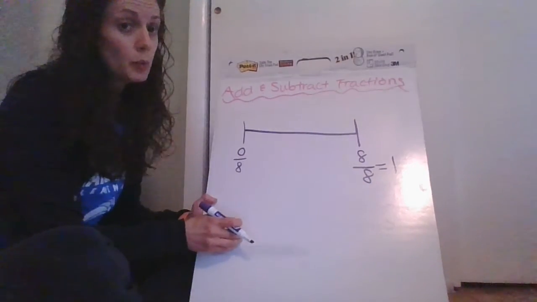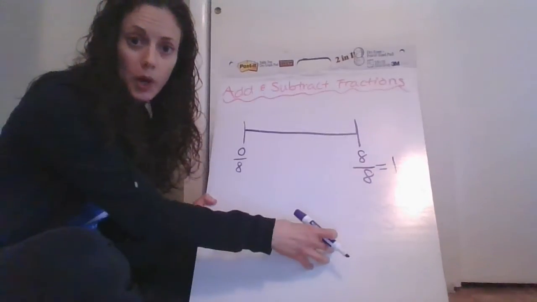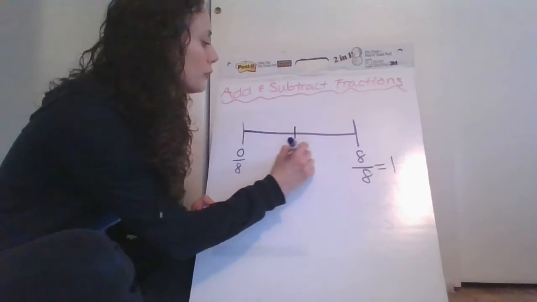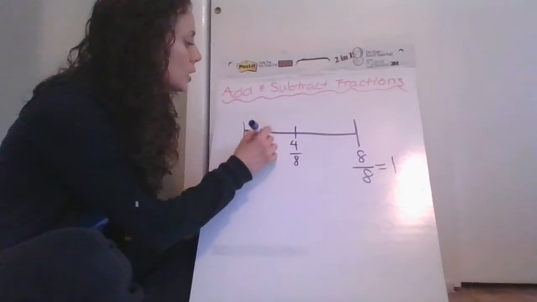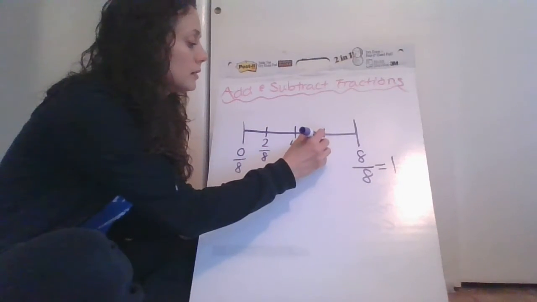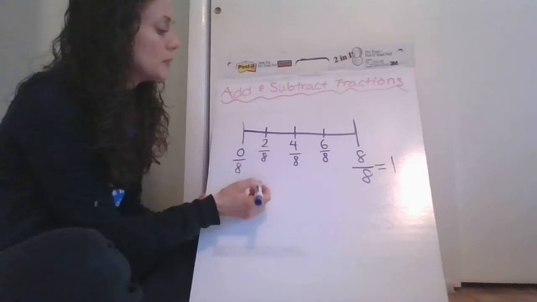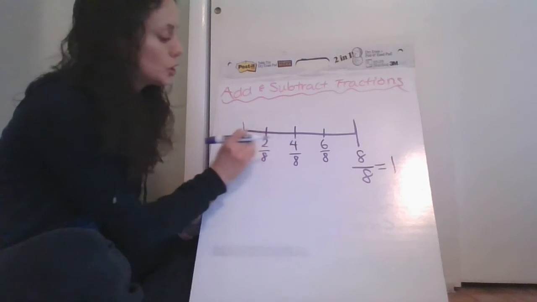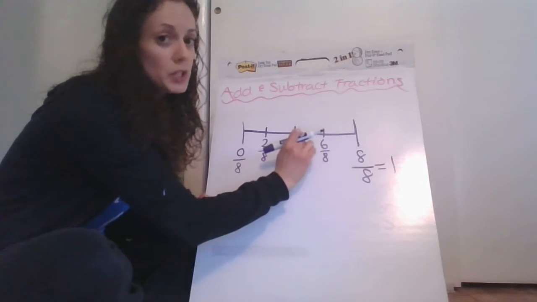Directly in the middle would be 4/8 because 4 is half of 8. 4 plus 4, two numbers that are the same, equal 8. So here in the middle would be 4/8, right? Then here would be 2/8. Here would be 6/8. This is 2/8 because it's halfway between the 0 and the 4, so it's 2. And this is 6 because it's halfway between the 4 and the 8, which is 6.